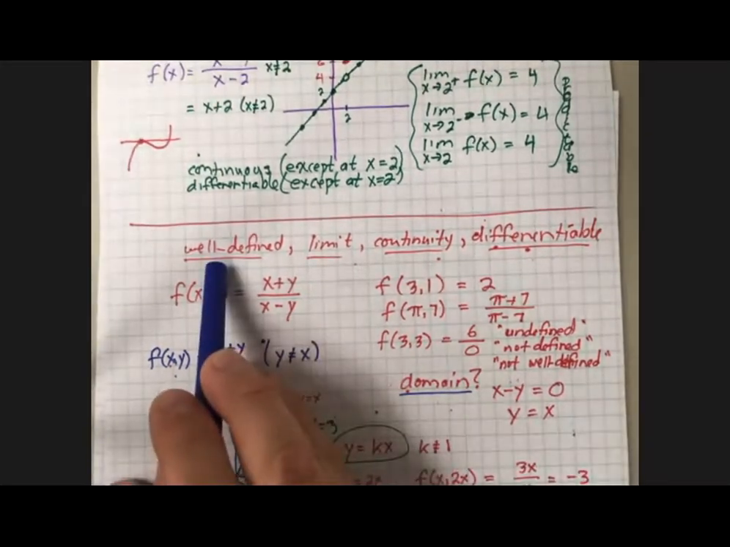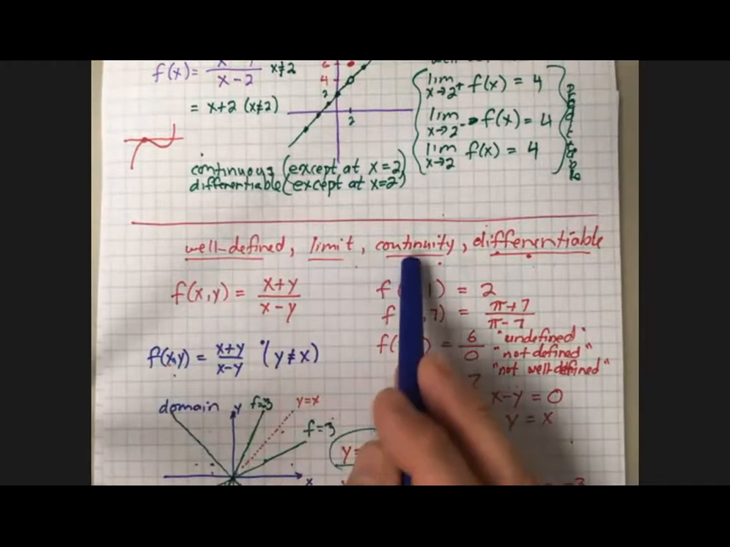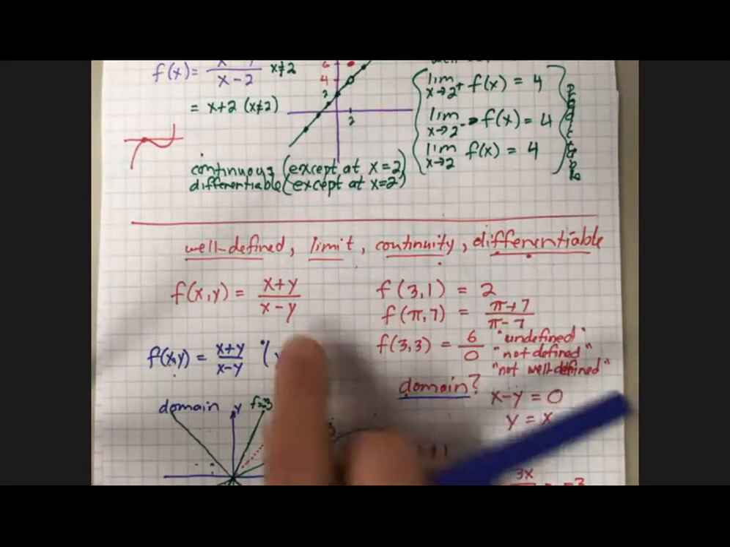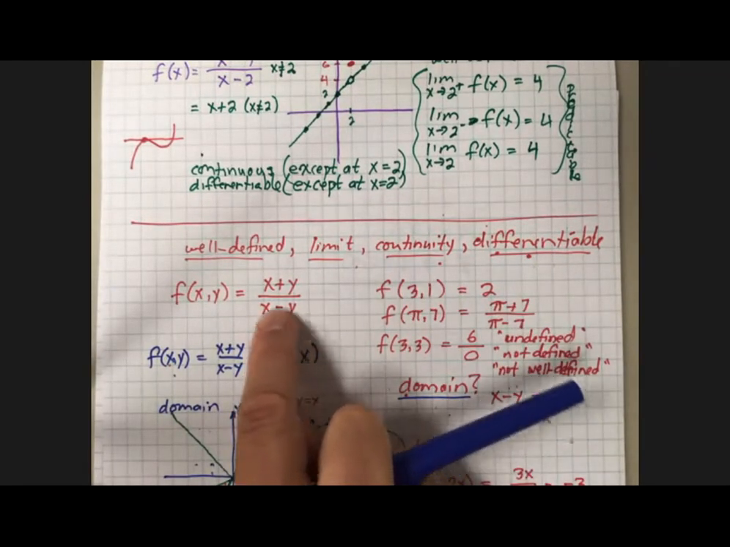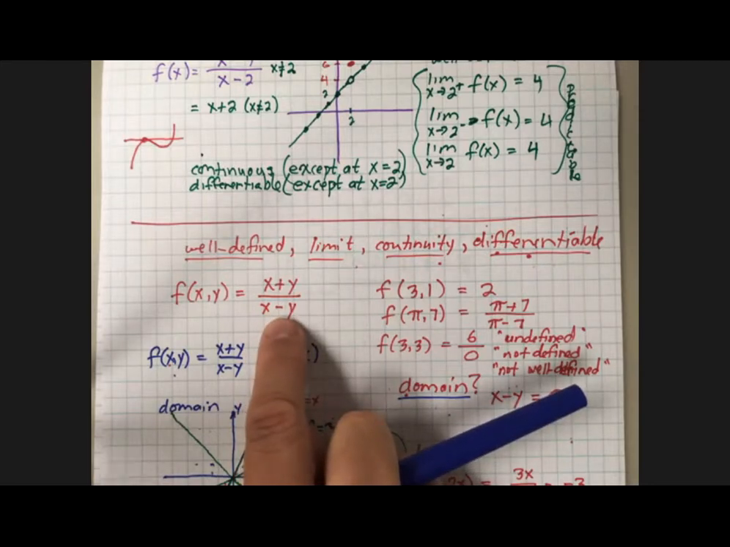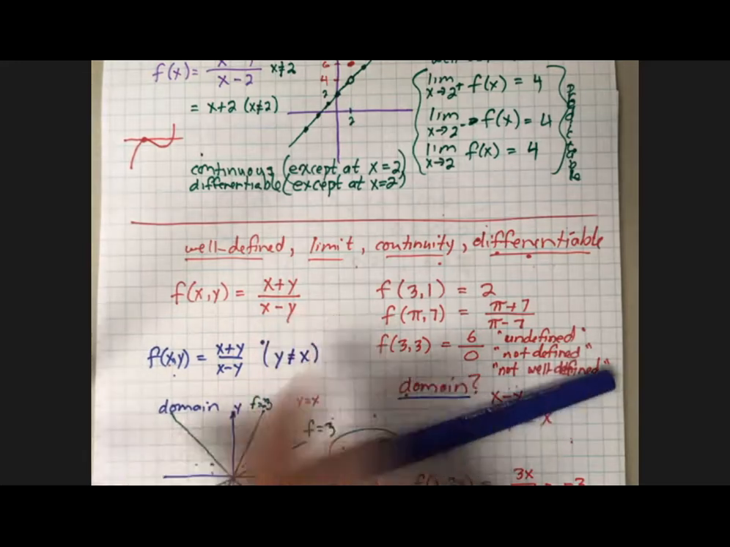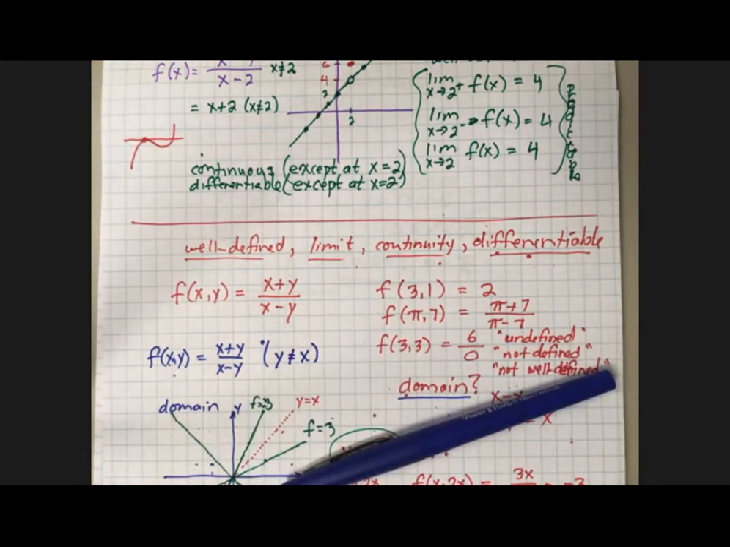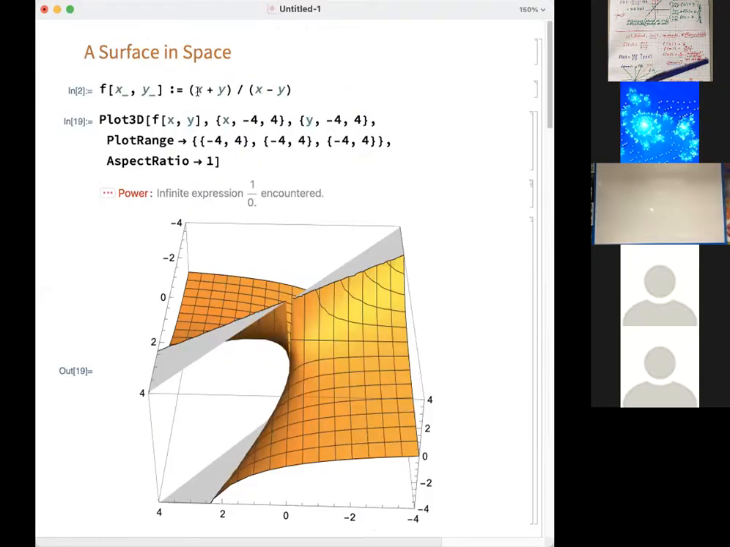Most functions are well-defined. Most functions have limits. They're continuous. They're differentiable. But if you introduce a problem, then you introduce a strange behavior in the function. Let me show you what I mean by most functions are nice. If I just go back to my Mathematica worksheet, let's go back to the very top and change this function to x squared plus y minus 2 divided by, well, I'll just leave it like that for a second.